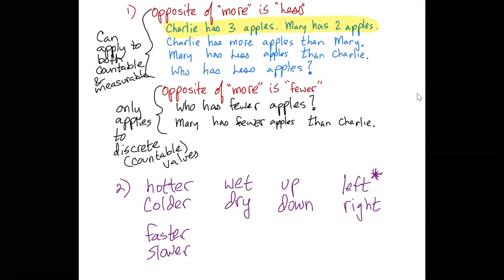So you've got the mathematical stuff, like I write hotter, colder, wet, dry, up, down, left, right, faster, slower. You're like, where's the math? It's all the math. Because again, the elementary school teacher's job is to not screw up all the learning that happened in the 5, 6, 7 years before that student got to them.